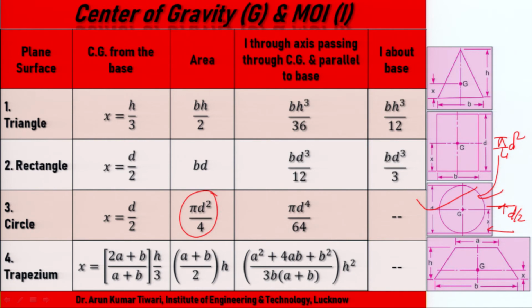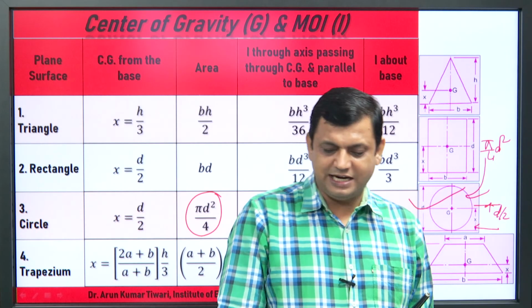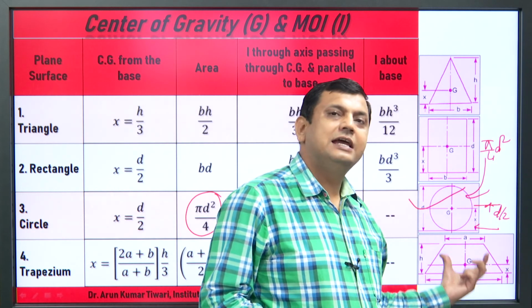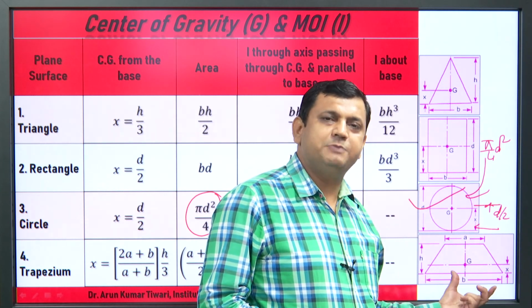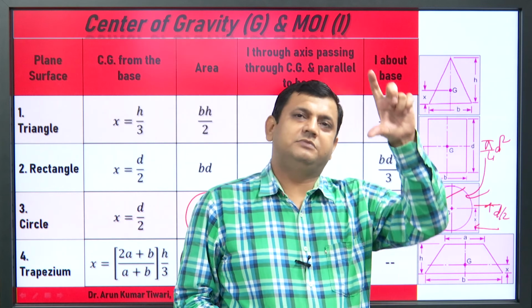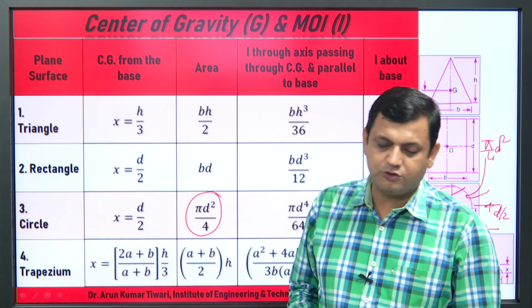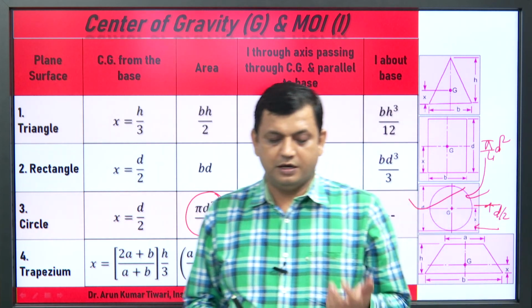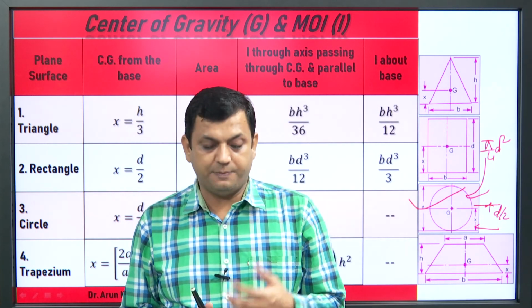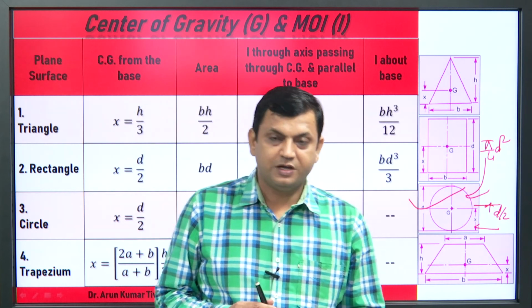We have taken a few cases. In the case of the trapezium, what is the x bar? X is 2a plus b upon a plus b into h by 3. What about the area? It is a plus b upon 2 into the height. We can take the moment of inertia also: a square plus b square plus 4ab upon 36 (a plus b) into h square.